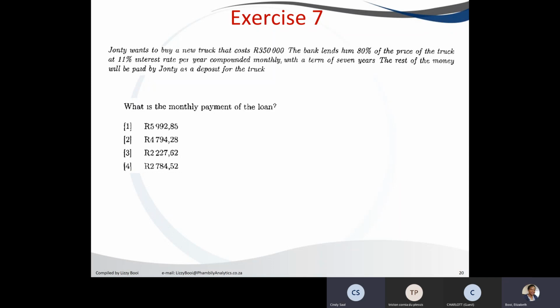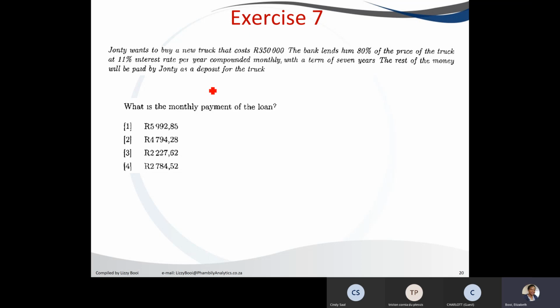Jonty wants to buy a new truck that costs 350,000. The bank lends him 80% of the price for the truck. So he's not going to get it for 350, but only 80% of it. So you need to calculate 80% of 350 as your present value, at an 11% interest rate per annum compounded monthly with a term of 7 years. The rest of the money will be paid by Jonty as a deposit for the truck. How much will the monthly payments be?